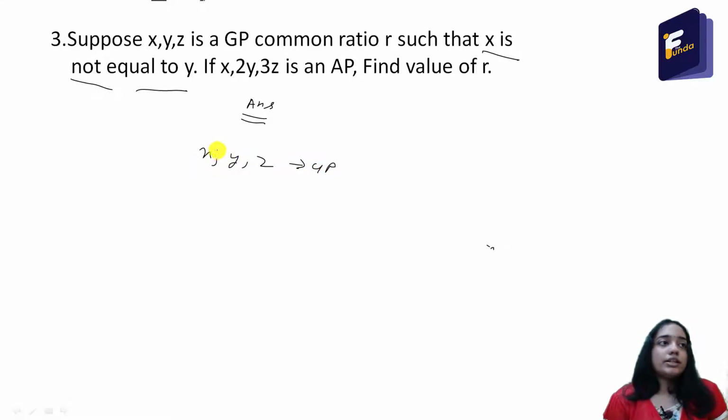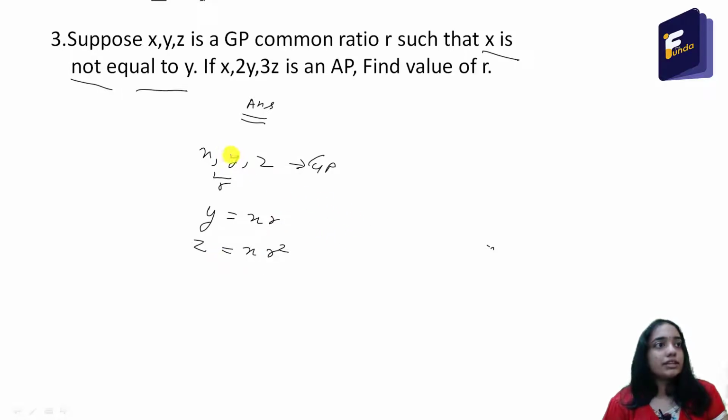As soon as I see that X, Y, Z are in GP, let the common ratio be R. If the common ratio is R, then Y will be X into R, because it is the next term of the GP, and Z will be X into R square. So now we have converted X, Y, Z into X, XR and XR square, because these three numbers are in GP.